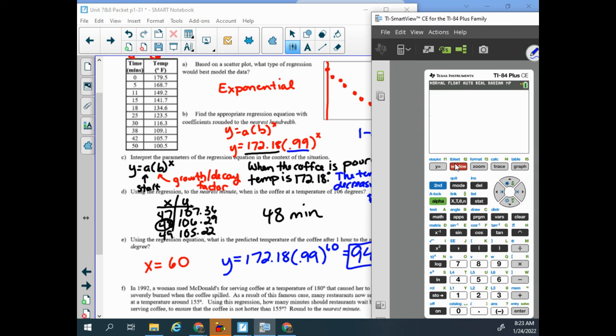So I'm going to go to table set again, and I'm going to back it up. So maybe I start at 5 now by ones. I'm looking for that 155. It looks like it's somewhere between 10 and 11 minutes. I want to make sure it's below 155, not hotter than 155. So I'm going to say 11 minutes.